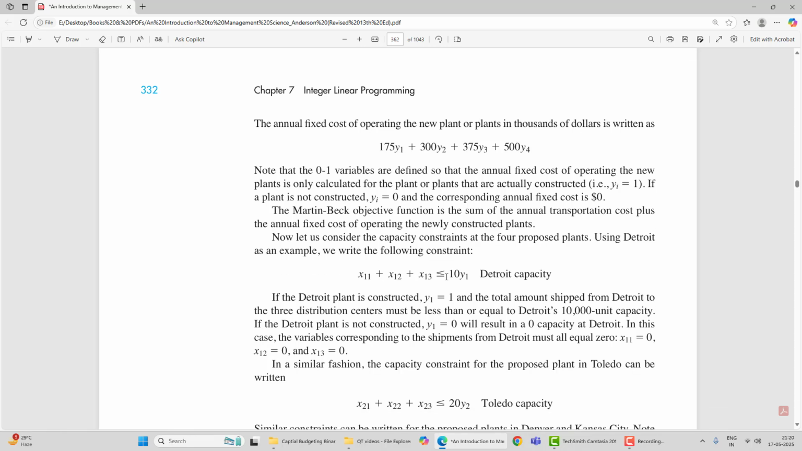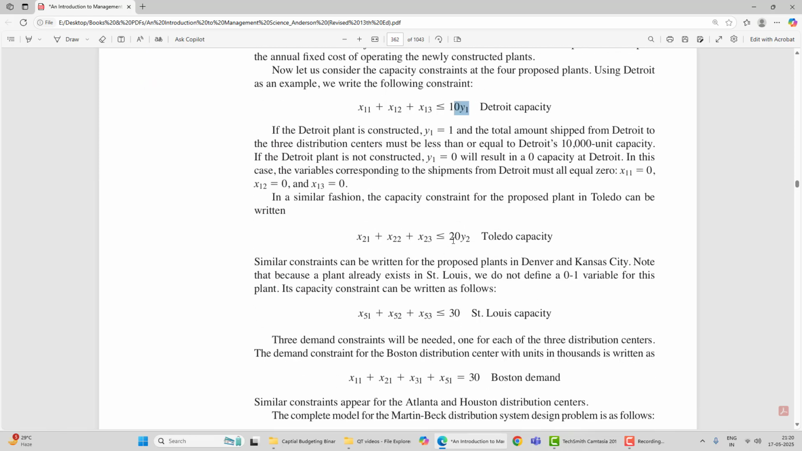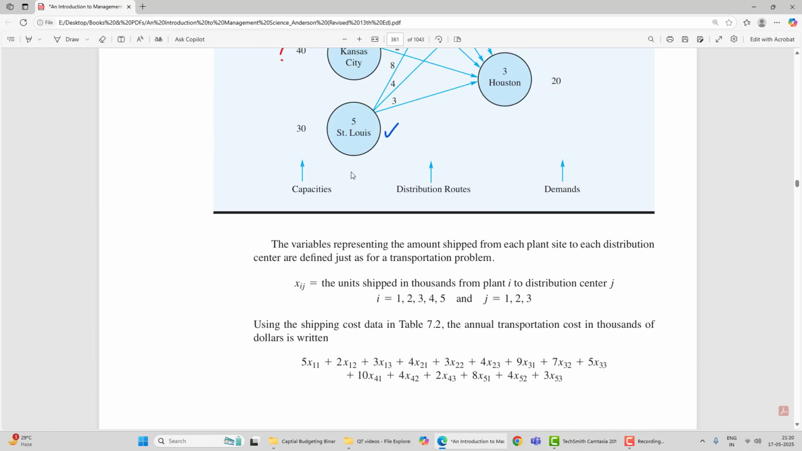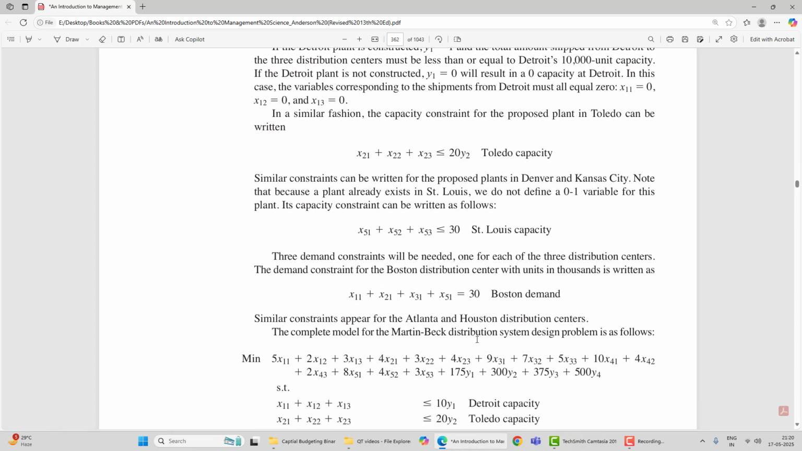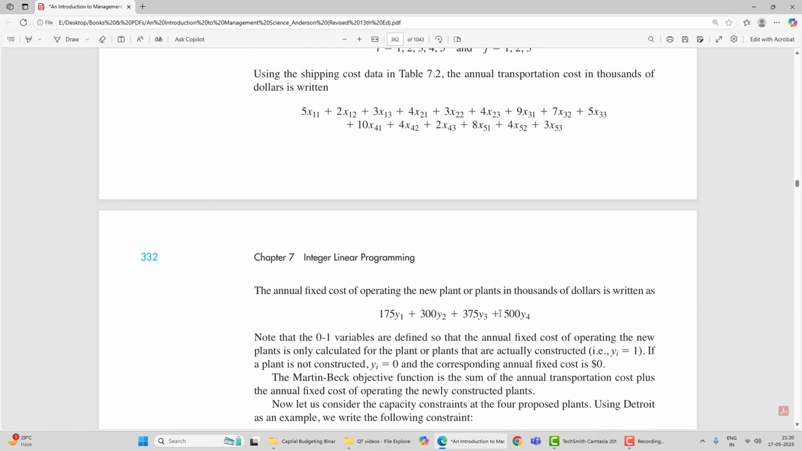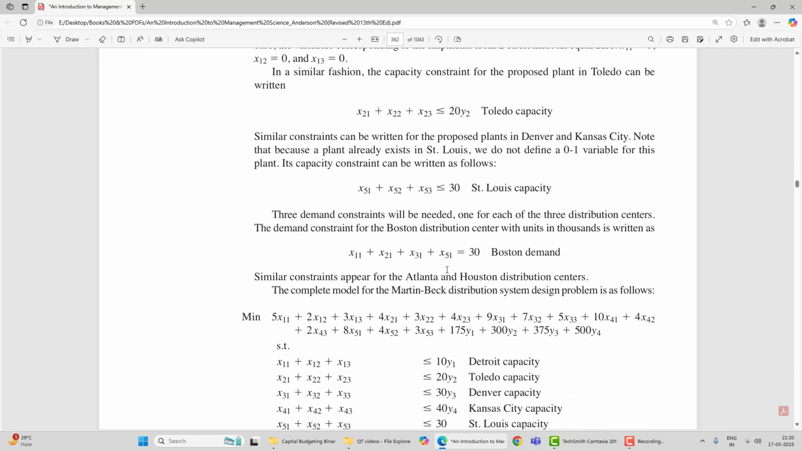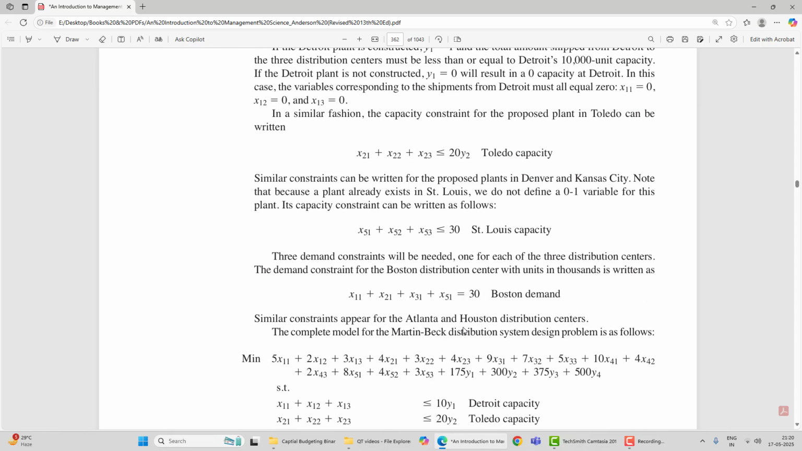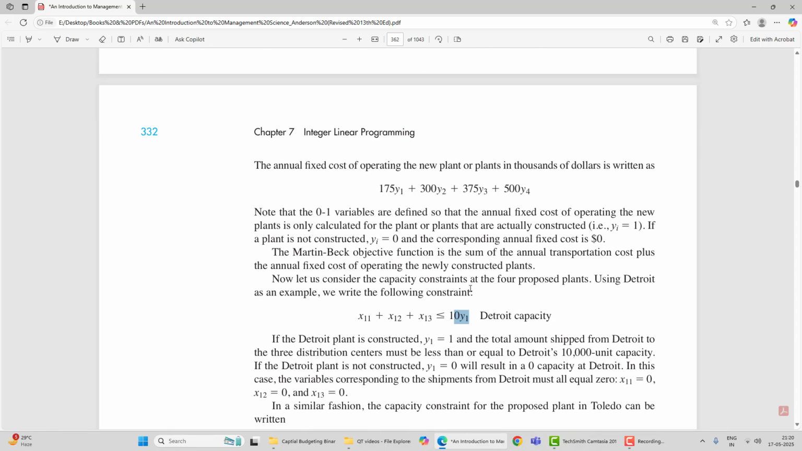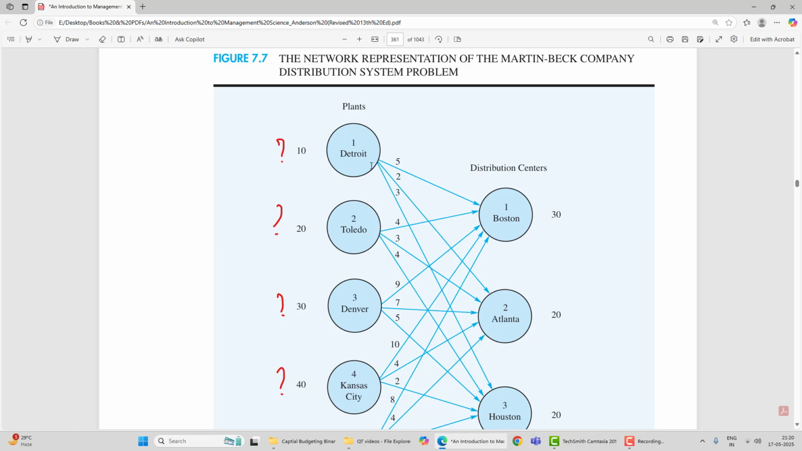So that is how you have to remember that this one has to be multiplied by y1, this one has to be multiplied by y2, and for St. Louis, because already the plant is there, we will have to just use 30, right? And so basically we will have these values here, and then for Detroit, Toledo, and for Boston, and then comes the demand side. So on the demand side, you will write Boston 30 equal to x11 plus x21 plus x31 plus x41, right?